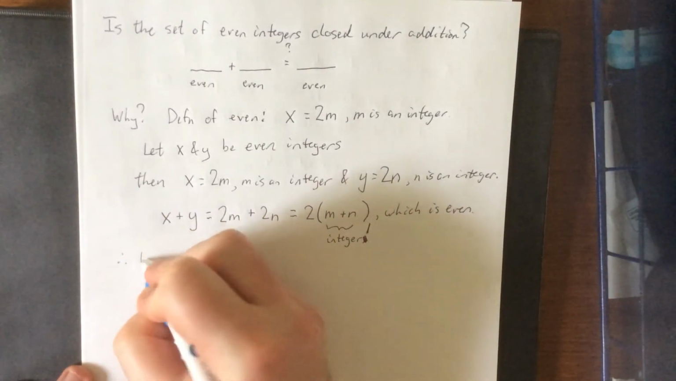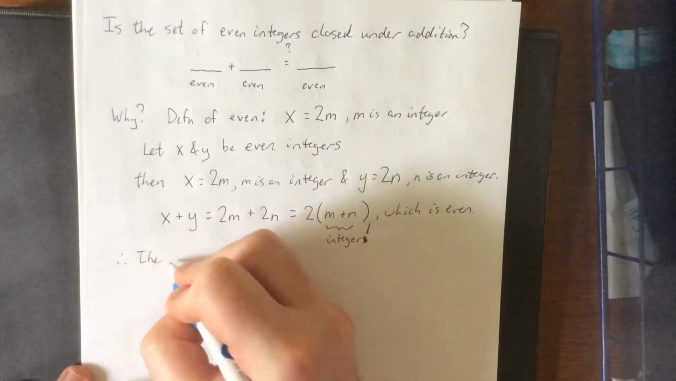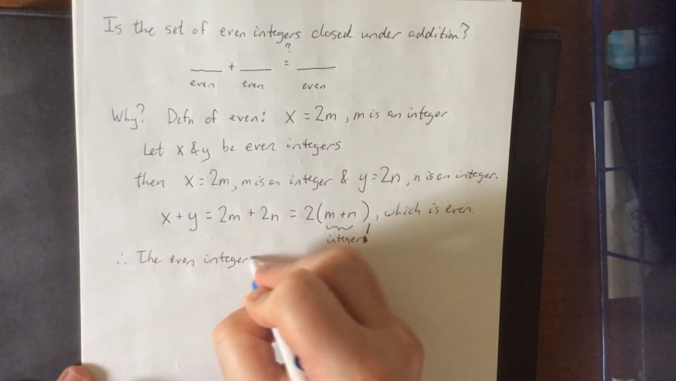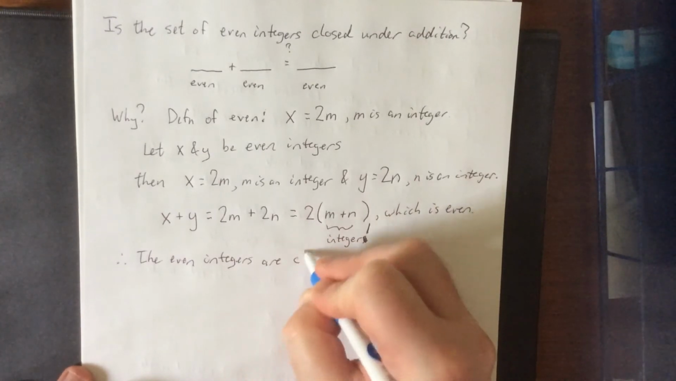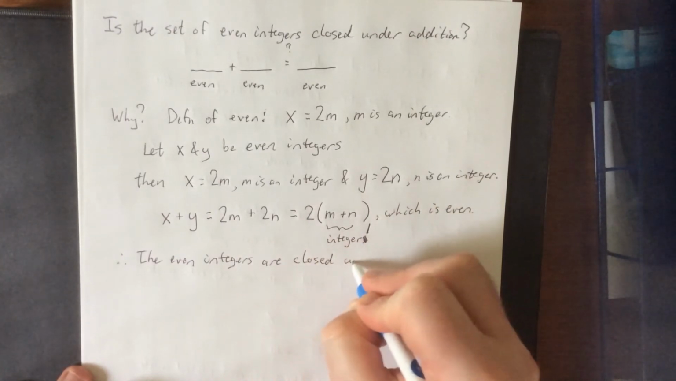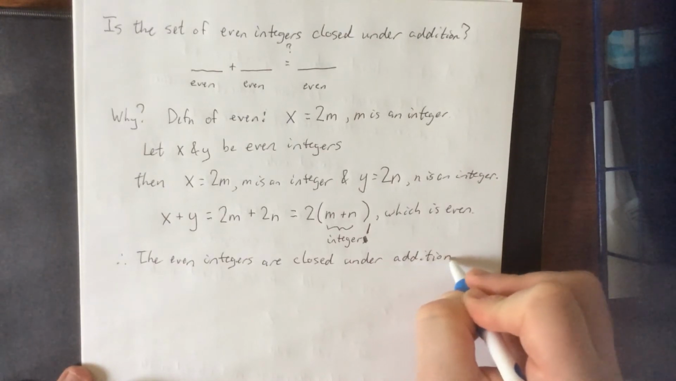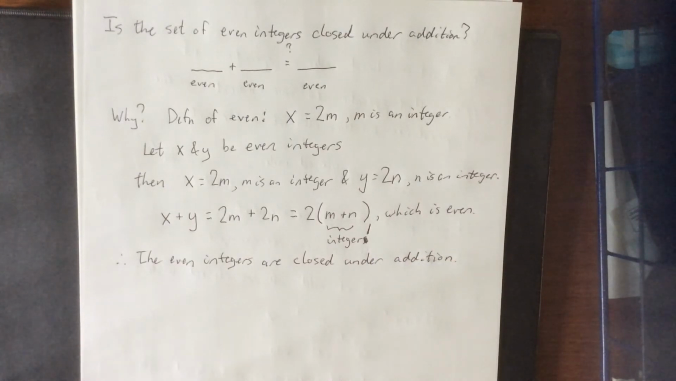Therefore, the even integers are closed under addition. Now, the last two examples that we've looked at are very particular in the sense that the first one can never be true, and this one is always true. What about operations that are sometimes true?